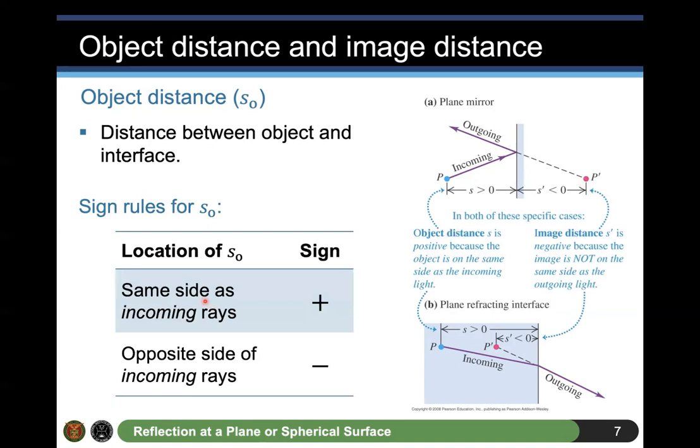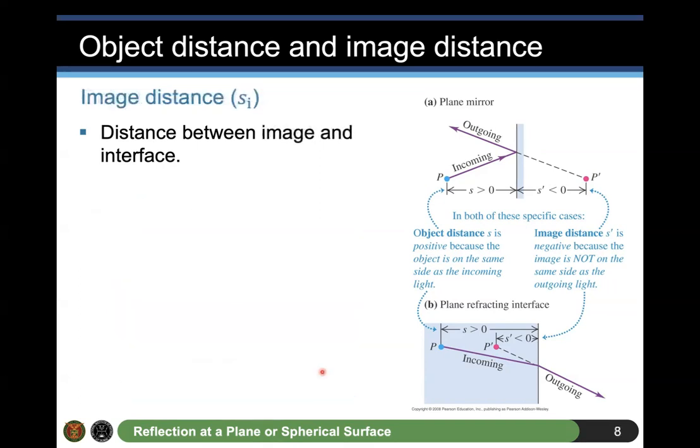So the cue here is to find where the incoming rays are, draw them from the object, together with the outgoing rays. Then check if it's on the same side or the opposite side. So if the object is on the same side as the incoming rays, use a positive sign for the S_O. If it's on the opposite side, then negative.